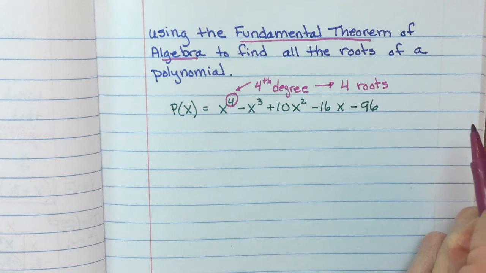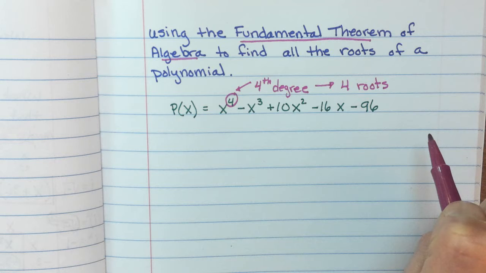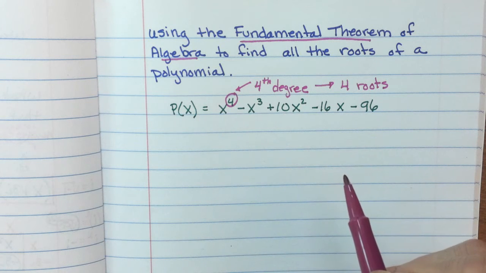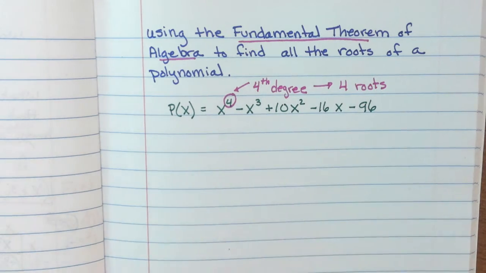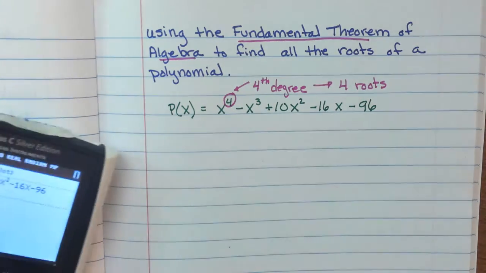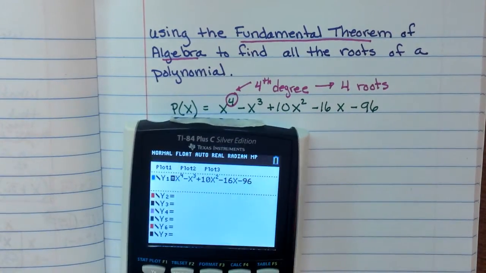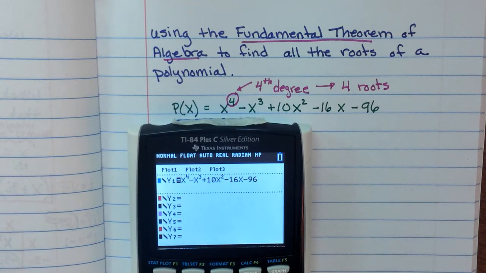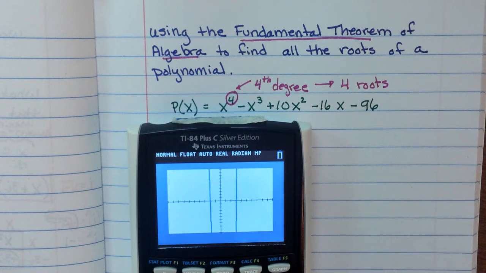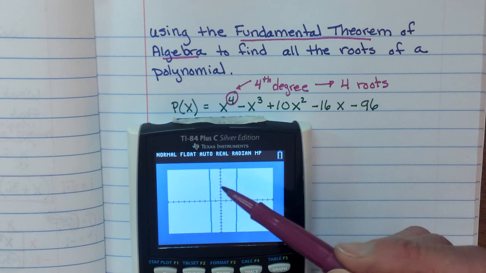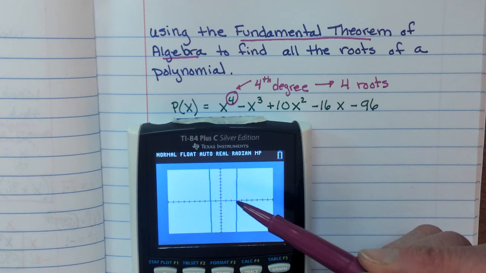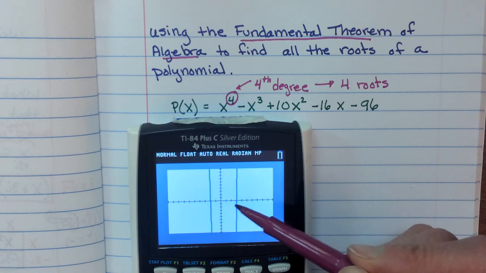Okay? So what we need to do is see if we can find any roots on the calculator, since nothing has been given to us. There's a whole process for doing this, but I'm not going to go into that in this video. So the first thing I did is I put this equation into my y equals, then I graphed it. So I see that I should have 4 roots. I'm only seeing 2. So let's look at what these roots are.